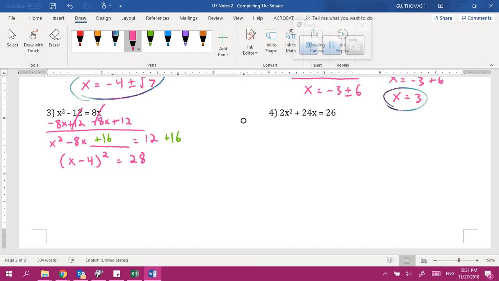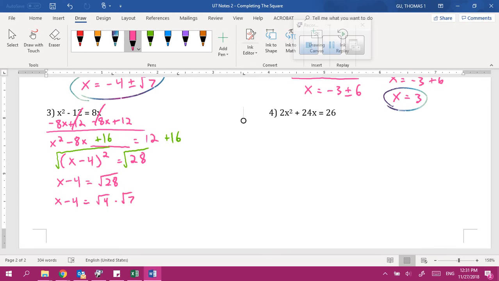So now from here, I need to solve for x. So what do I do? Square root of both sides. Boom, boom. That leaves me with, well, this one is the one that we're going to be able to break down, right? So let's just leave it as square root of 28 first. And what does the square root of 28 break down into? 4 and 7. That's right, 4 and 7. Good. So x minus 4 equals the square root of 4 times the square root of 7.